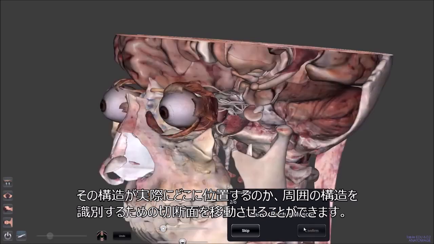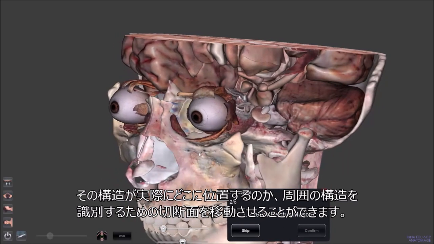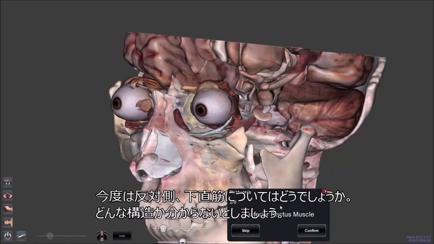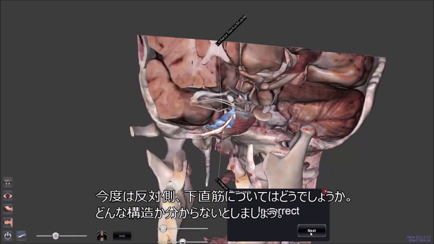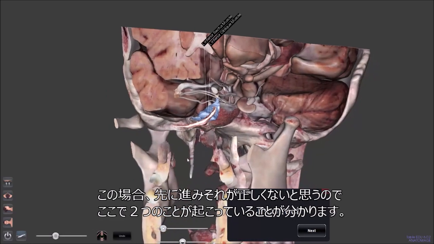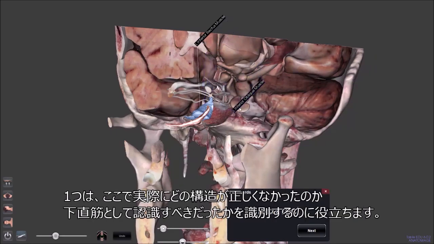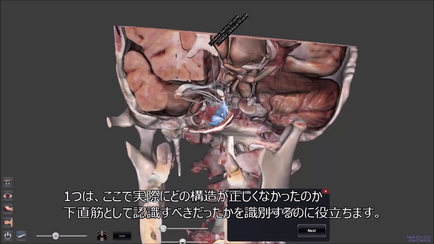Now, what about on the other side? The inferior rectus muscle. So let's say I didn't know which structure it was. In this case, I'm going to go ahead and get that incorrect. So you can see there's two things happening here. One, it's helping me to identify which structure was actually incorrect here, and which structure I should have recognized as the inferior rectus muscle.